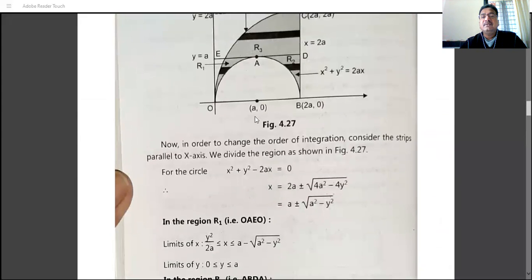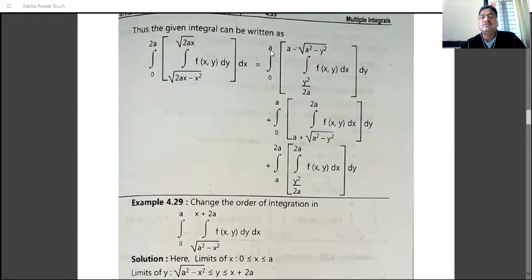And now, in order to cover the region R1, we have to move this strip from point O to point E. At the point O, y is 0. At the point E, y is a. So y runs from 0 to a.